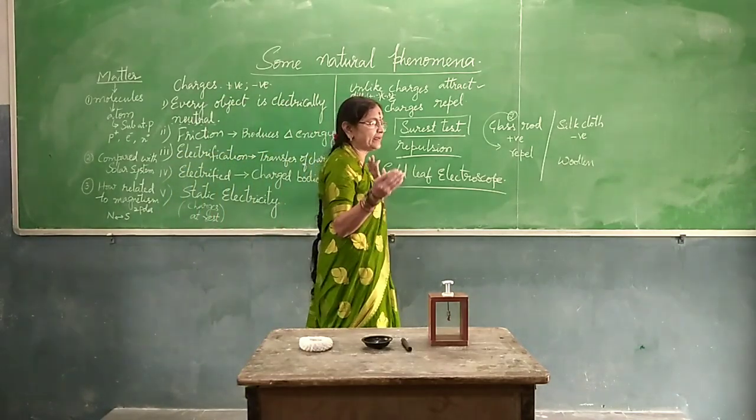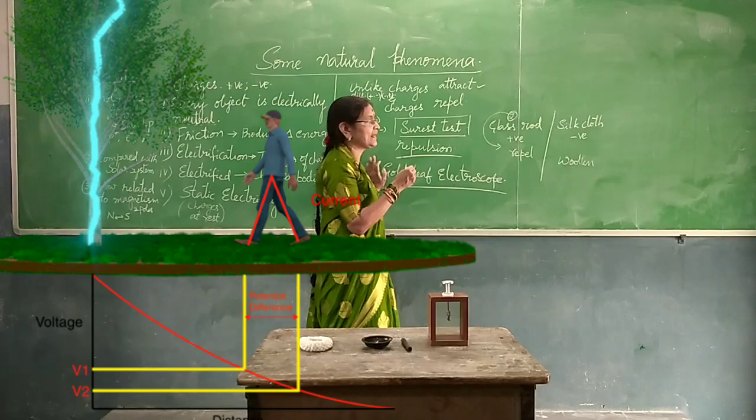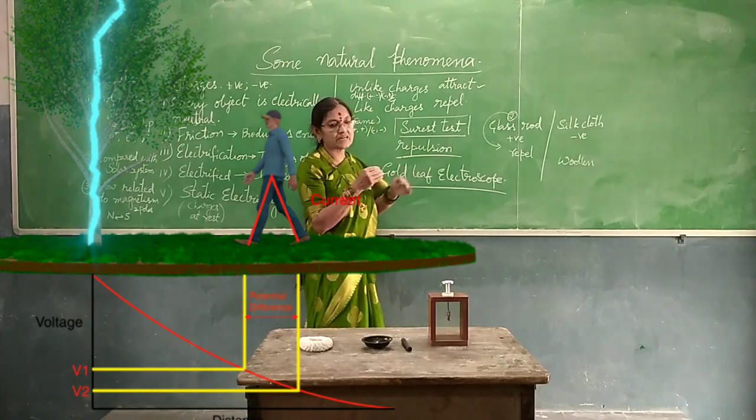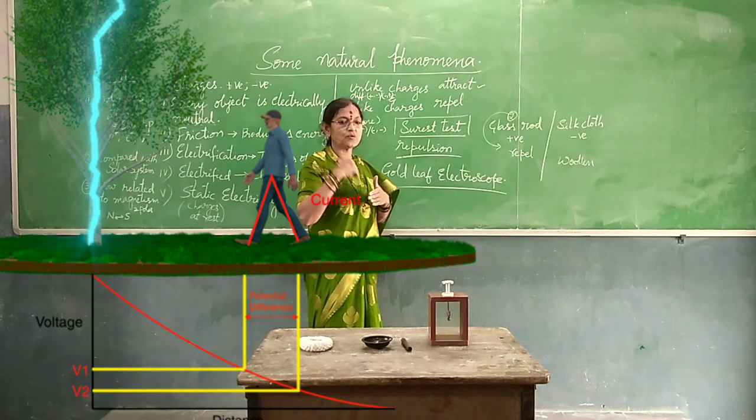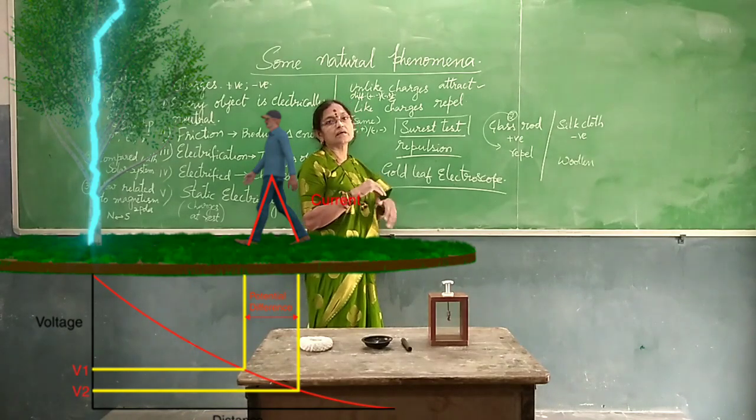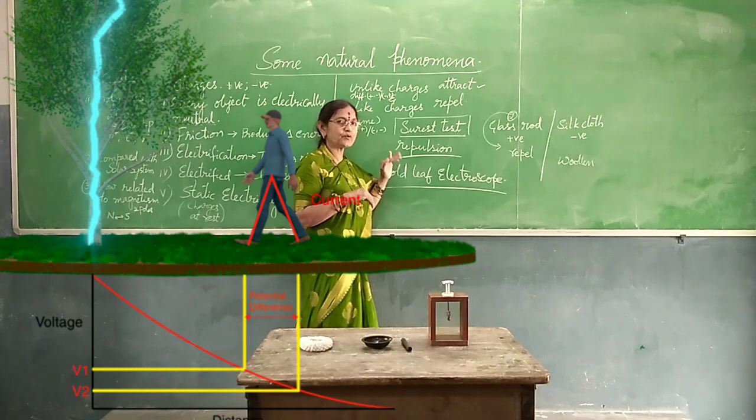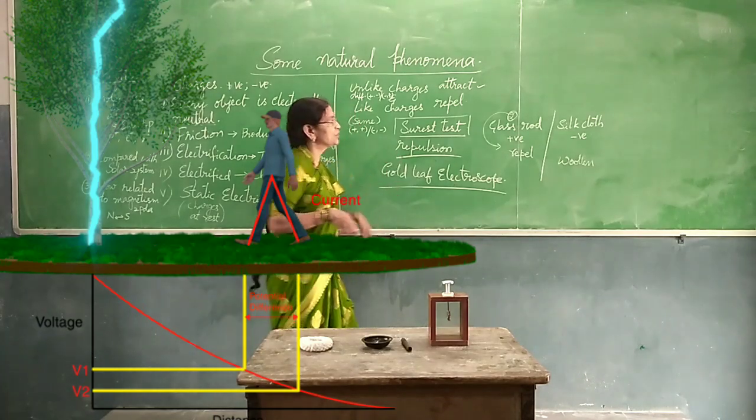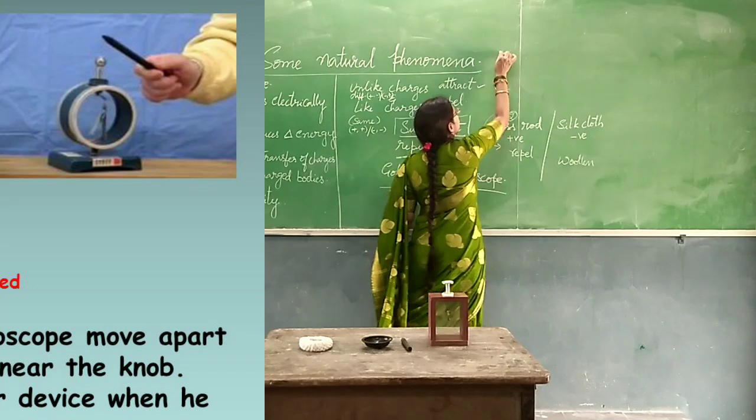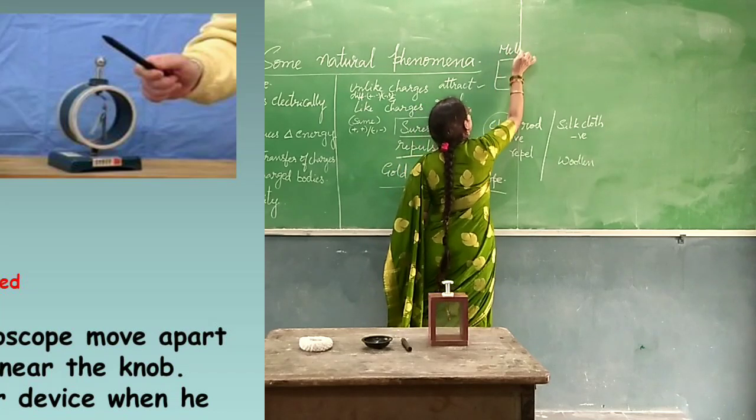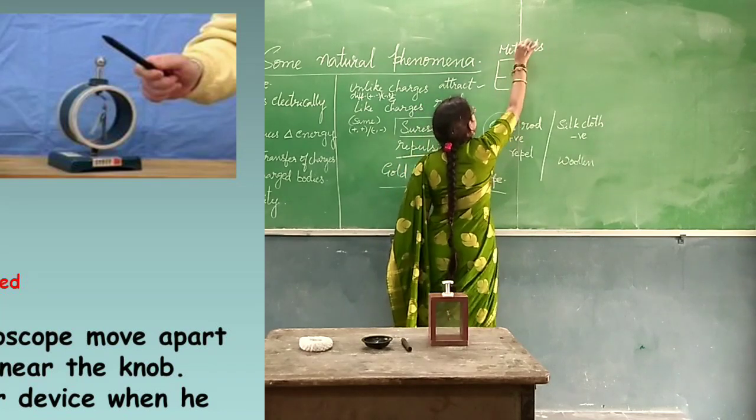That means by directly touching with the body, the electrified body, when you are passing charges from one body to another body, that is called conduction. Another process is induction. So three methods. What are the three methods? Three methods of electrification.